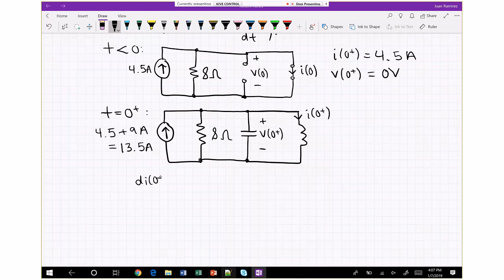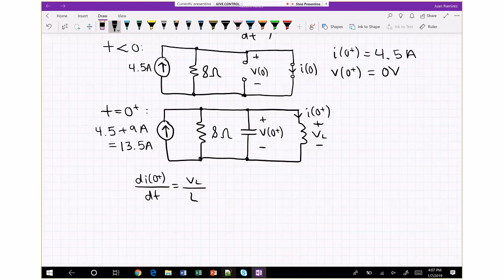right after the transition, which at this point you should be very familiar, is equal to the inductor voltage divided by the inductance. Well, the inductor is in parallel with the capacitor, hence the inductor voltage is equal to the capacitor voltage. And that capacitor voltage we just found to be 0 volts. And so the capacitor voltage divided by the inductance is equal to 0 amps per second.